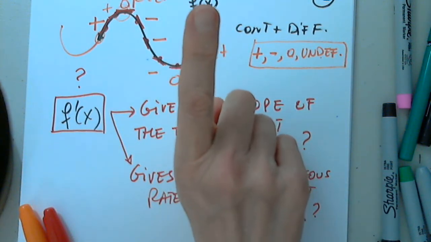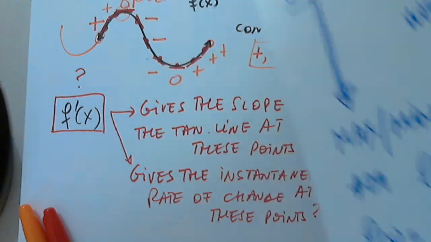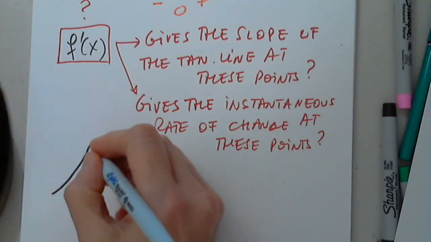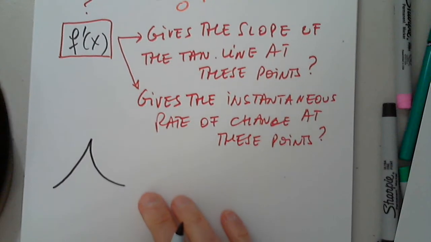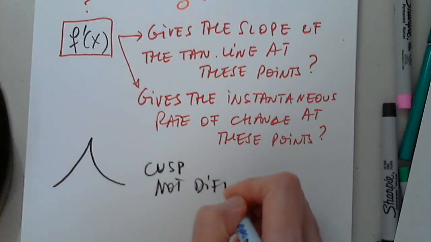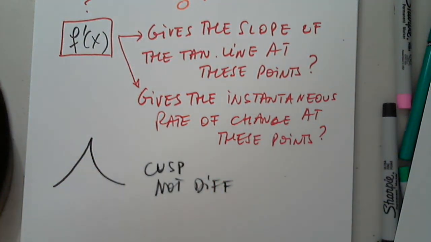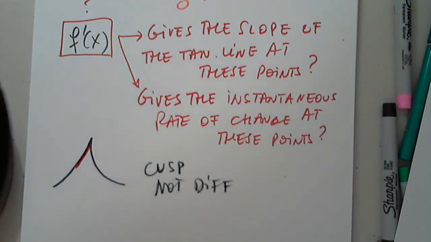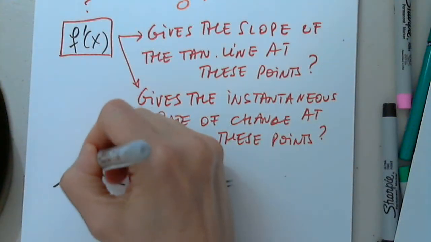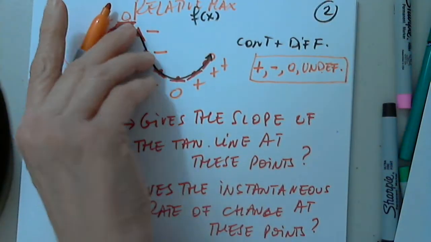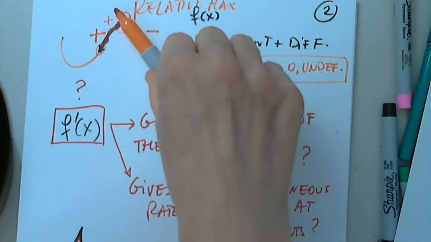There is one more case, not just this. I can also have a situation of this kind. Oh, you can say cusp. Ooh, not differentiable at this point because the slope is positive here and the slope is negative here. But the function is defined. The derivative is not defined. And this will still be positive, but undefined and negative.